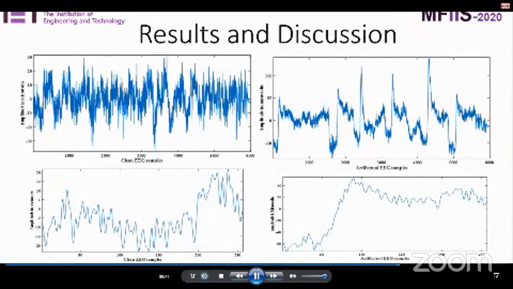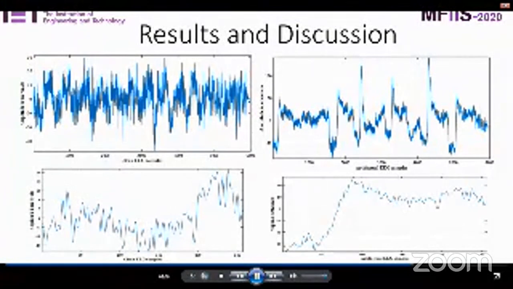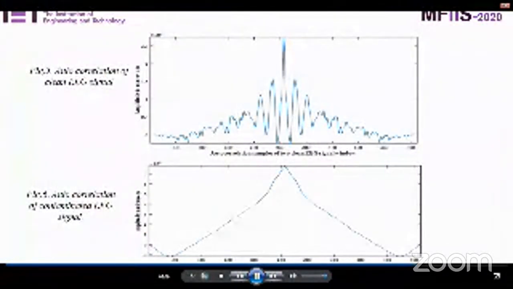Now for the results, the clean EEG signal is displayed here, and this is the artifactual EEG signal. In the third window is the clean EEG signal of sample size 256, and in the fourth the artifactual EEG signal of sample size 256. If you take the autocorrelation of two clean EEG signals, it will look like this. If we consider the autocorrelation of two contaminated EEG signals, it will look like this.